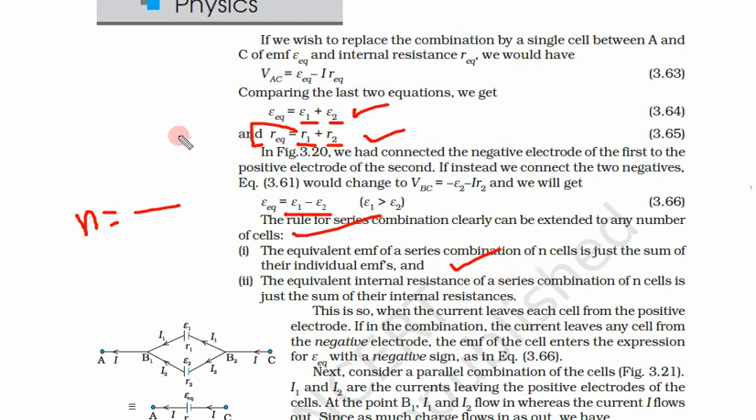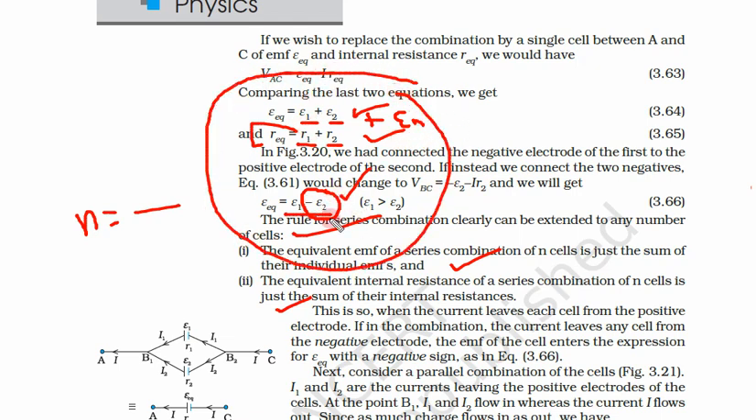So this is for the series combination, and the only remark here is that this holds when current leaves each cell from the positive electrode. If in the combination the current leaves any cell from the negative electrode, that means negative-negative are connected or positive-negative-positive are connected, then the EMF of the cell enters the expression for equivalent EMF with a negative sign, which is a cell placed in reverse. For that we will just put a minus sign, otherwise all the cells are taken as positive. If any cell is in the negative direction, we will simply put a negative sign for the EMF of that cell.